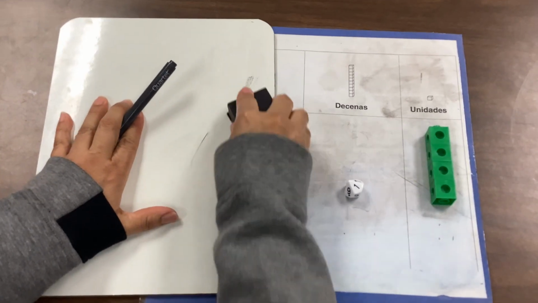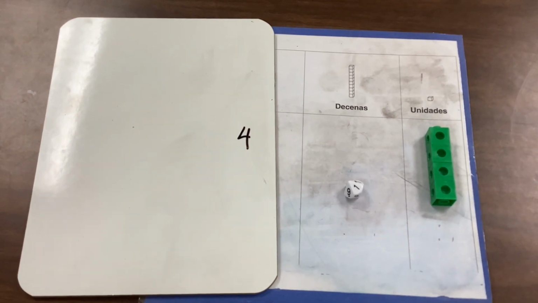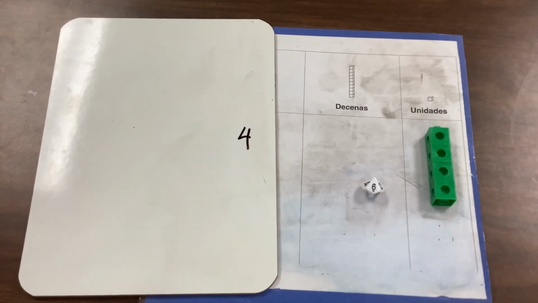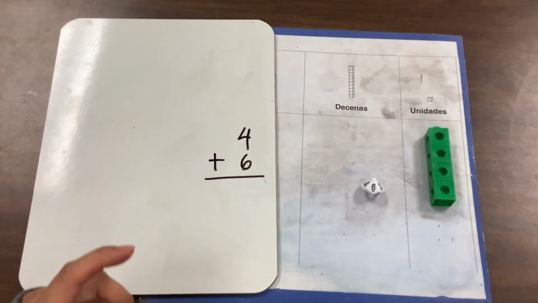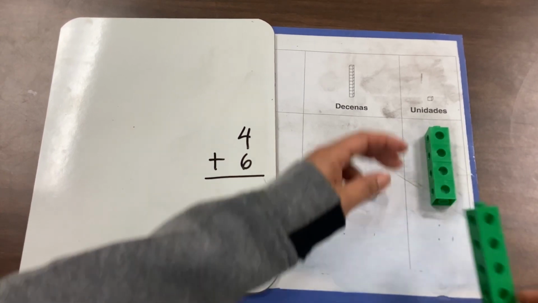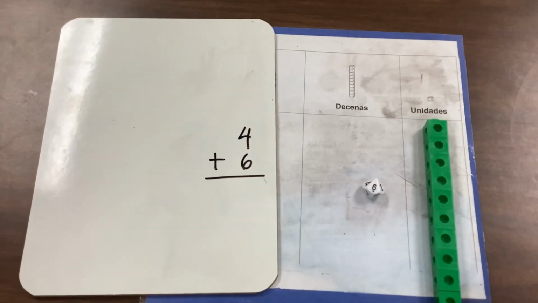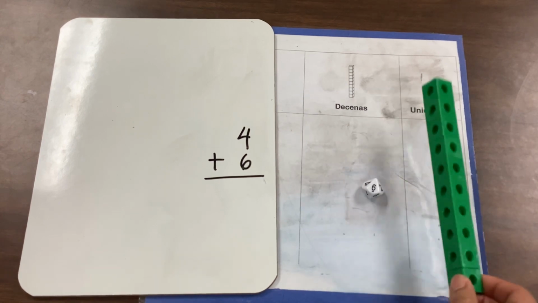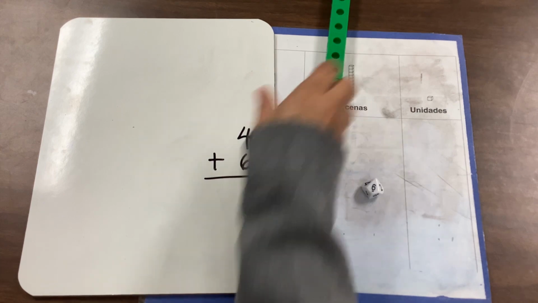Now I am going to start with the ones I have. I have 4 ones. And I am going to roll my dice, and now I have 6 more. So 4 plus 6. And I'm going to count 1, 2, 3, 4, 5, 6 more. I put them together, and I see that I made a 10. So this 10 doesn't fit in the ones place. I have to move the 10 to the tens place.